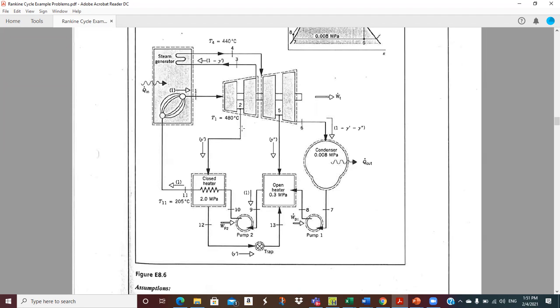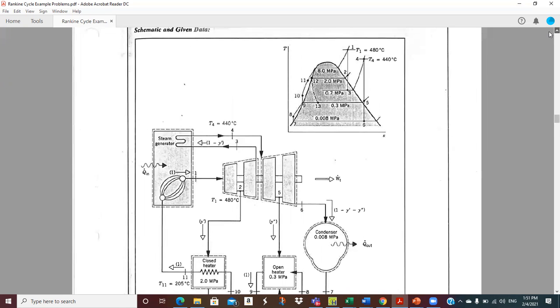Closed heaters just get extraction here. These don't mix. And the pressures in the heaters are the extraction pressures. So extraction pressure at 2 would be 2 megapascals, and at 5 would be 0.3 megapascals. You know, so I don't know. Not going to spend too much time on this.